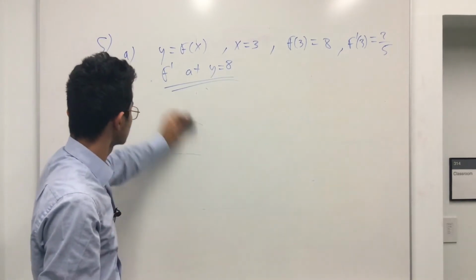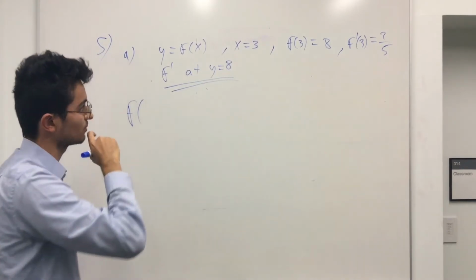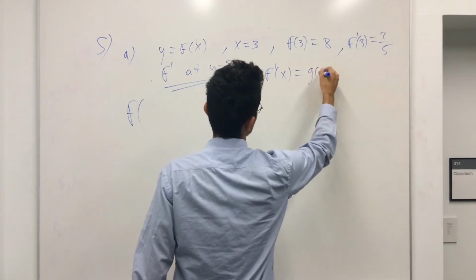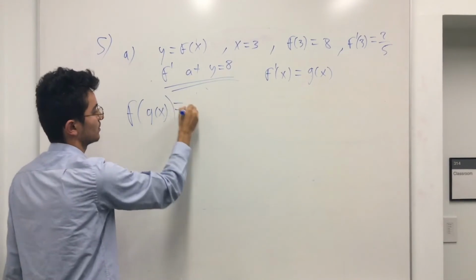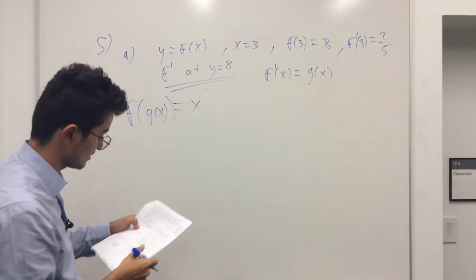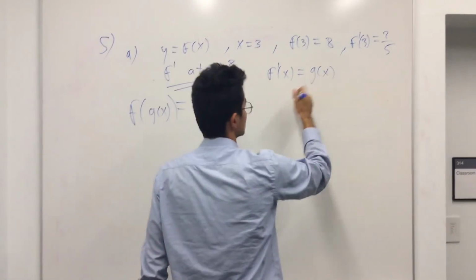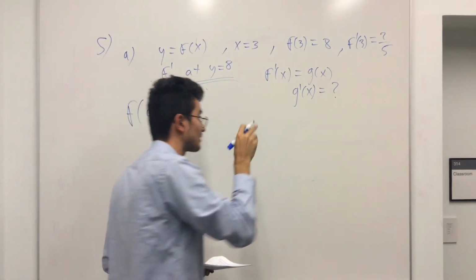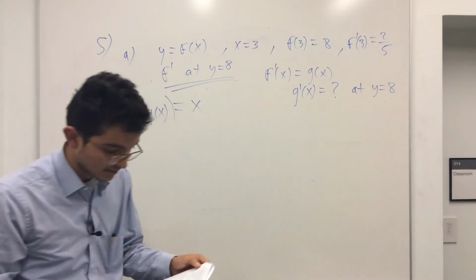And what happens is that when you plug one function into the other. But first let me define the inverse function of f as g of x for simplicity. Now, f of g of x will be equal to x because of its symmetry. But we want to find in this problem the derivative of the inverse function. So we want to find g prime of x. What's g prime of x at y equals 8? So that's the thing.